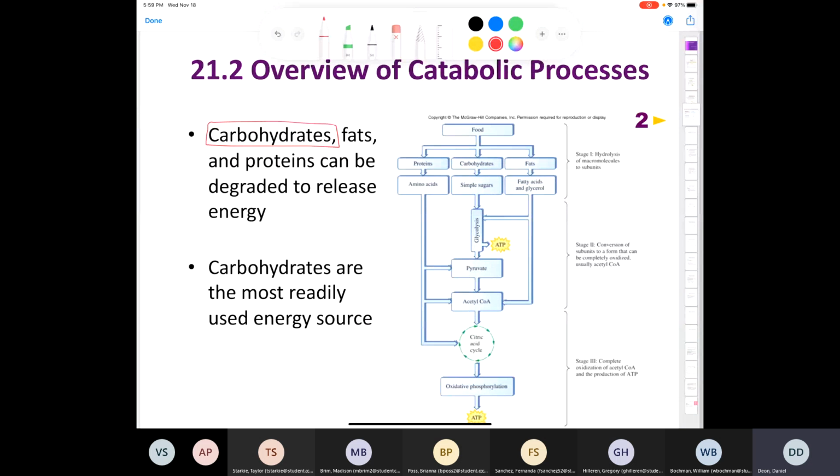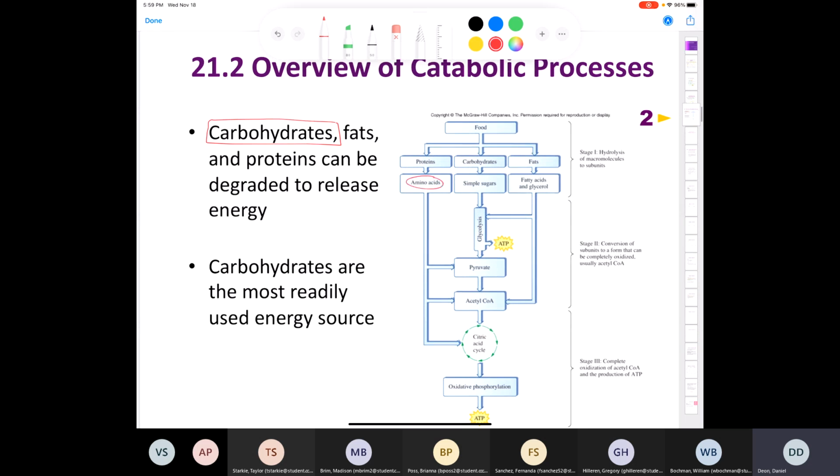And so we have to degrade all of these macromolecules, right? We don't eat amino acids when we eat a piece of chicken. It's not individual amino acids. We're talking about protein. So we have to break that protein down into what? We'd have to break that down into amino acids.